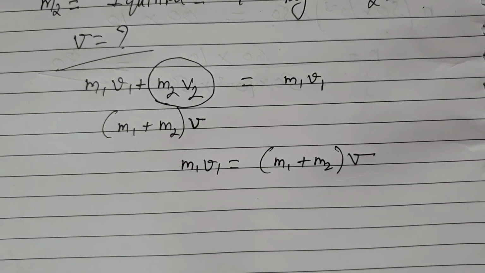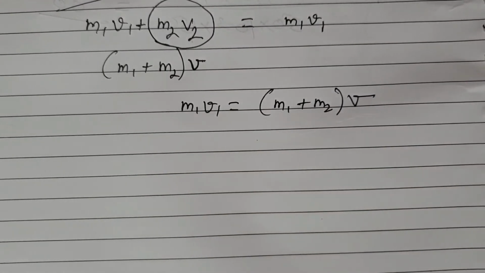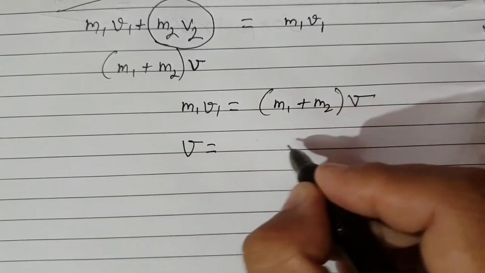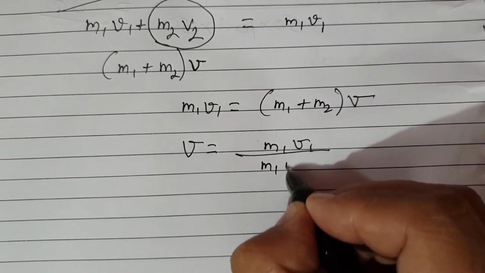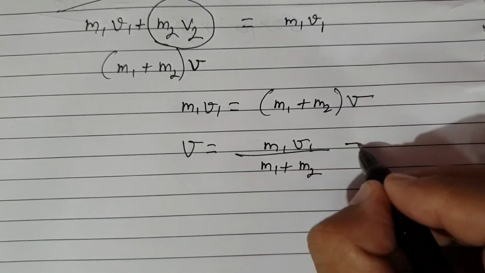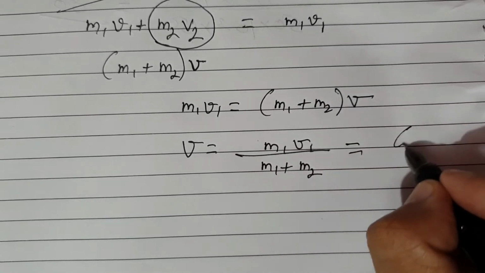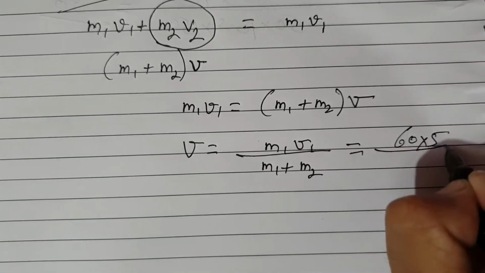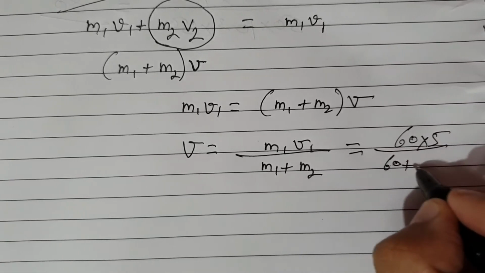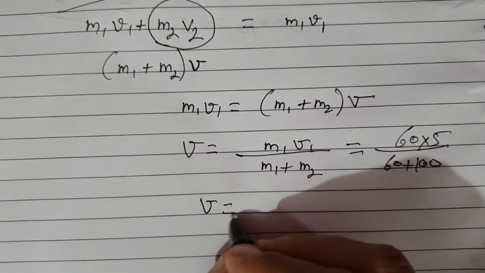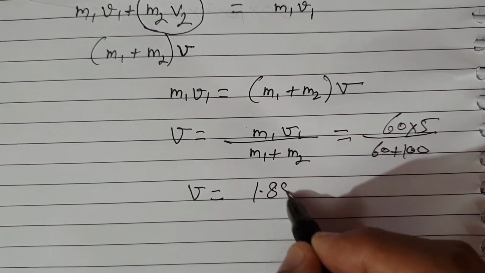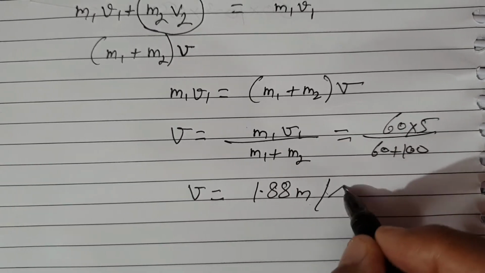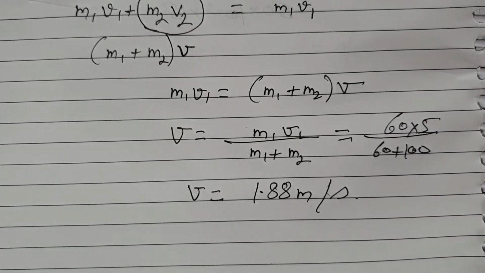Now what we have to find is v. So v is m1 v1 upon m1 plus m2. Substituting the values, m1 is 60 into 5 upon 60 plus 100. After calculation, v will give you 1.88 meters per second. This is the combined velocity of the person on the rail.